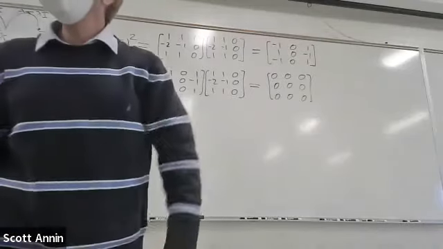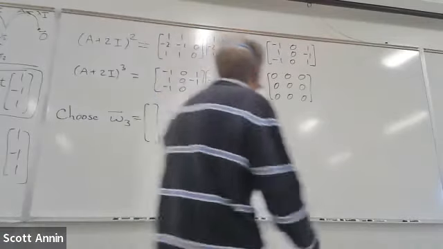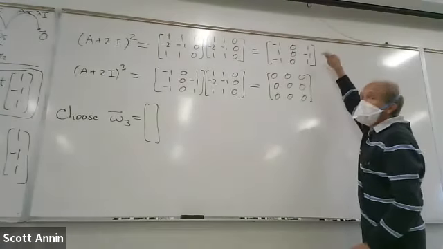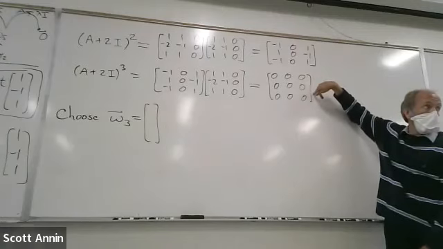Does everybody understand how that works? That's what the diagram is telling me. So I need a vector, guys. I need somebody to give me a vector that will survive this matrix, but not this one. 1, 0, 1.